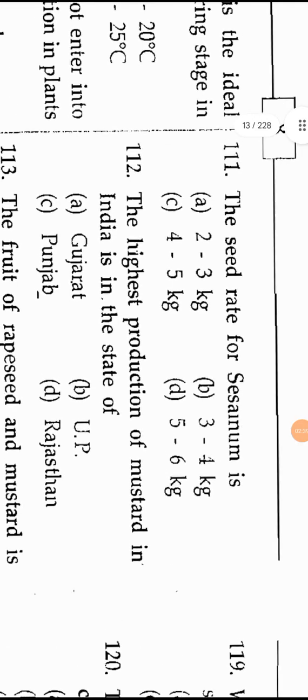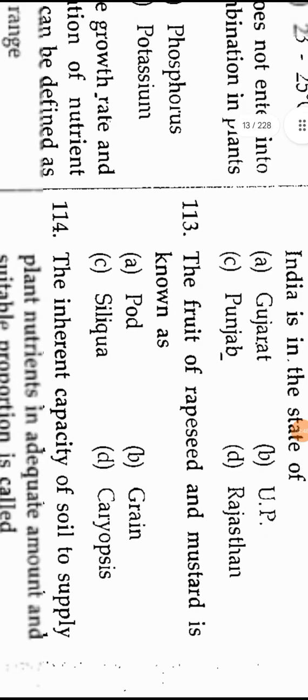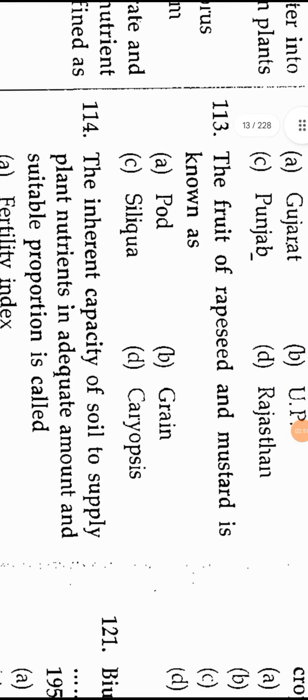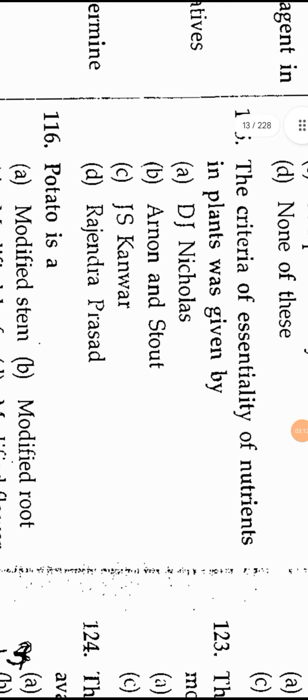The seed rate of sesame is 3 to 4 kg. The highest production of mustard in India is in which state? It's in Rajasthan. The fruit of the rapeseed and mustard is known as siliqua. The inherent capacity of the soil to supply the plant nutrients in adequate amount and suitable proportion is called soil fertility. The criteria for essentiality of the nutrients in plants was given by Arnon and Stout.